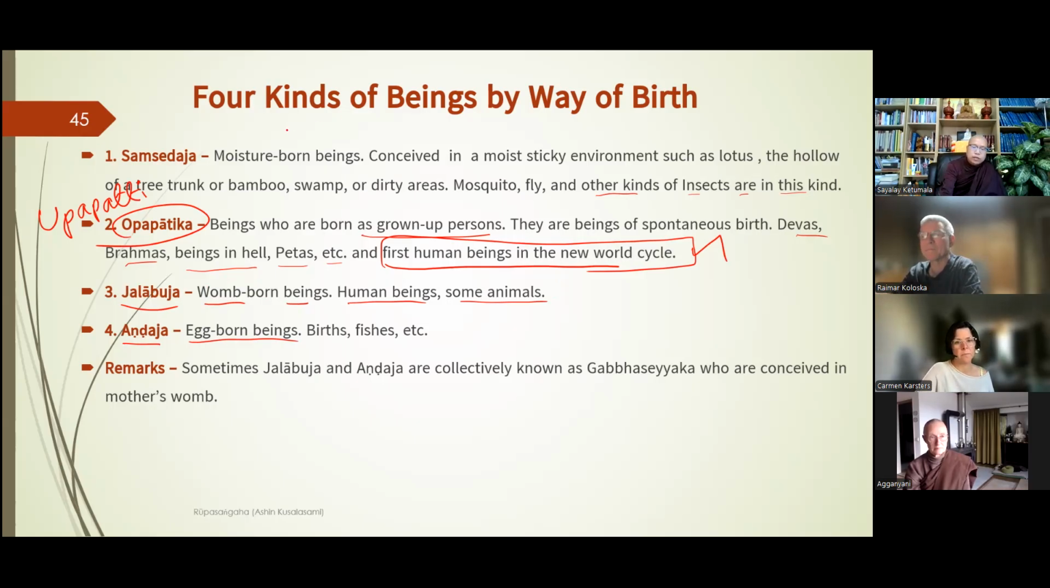So even though here there are four kinds of beings, sometimes three kinds of beings are mentioned in some texts because the Jalabuja, womb-born beings, and Andaja, egg-born beings, are collectively known as the Gabbhaseka. Gabba means mother's womb, seka means lying down, so those who are conceived in mother's womb are called Gabbhaseka. So sometimes four kinds of beings, sometimes three kinds of beings. If you have three kinds, it means they mix together Jalabuja and Andaja as Gabbhaseka. Okay, next.